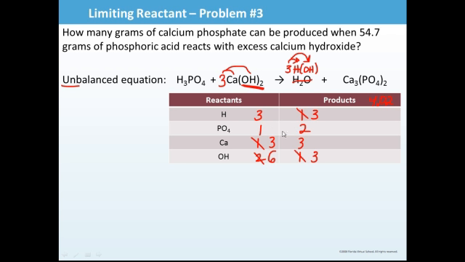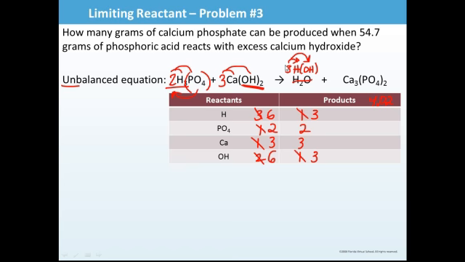My phosphates are not balanced. I'm going to go ahead and do that. I'm going to put a 2 here. Don't forget that that changes. So that means I have a total of 6 hydrogens. And then I have 1 phosphate group times 2. Therefore, I have a total of 2 phosphates. Notice everything's balanced except my hydrogen and hydroxide.